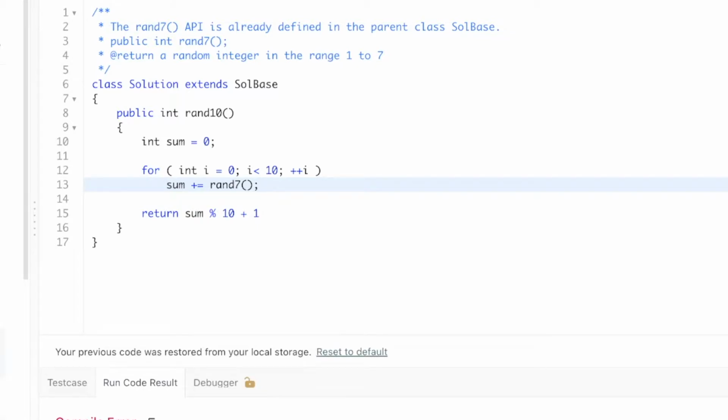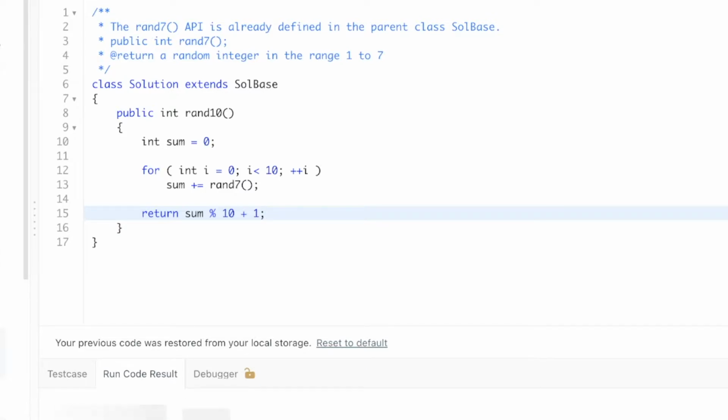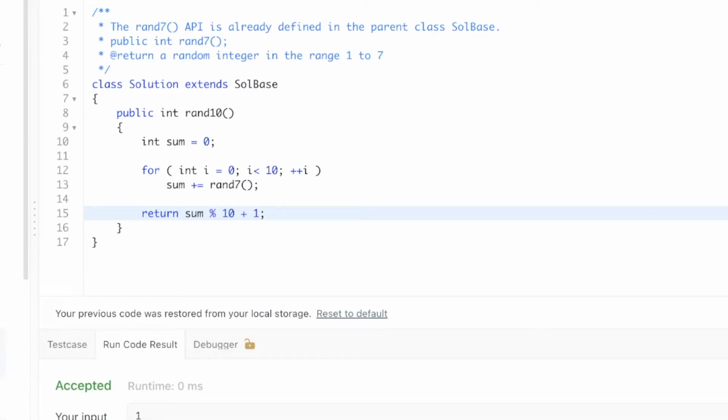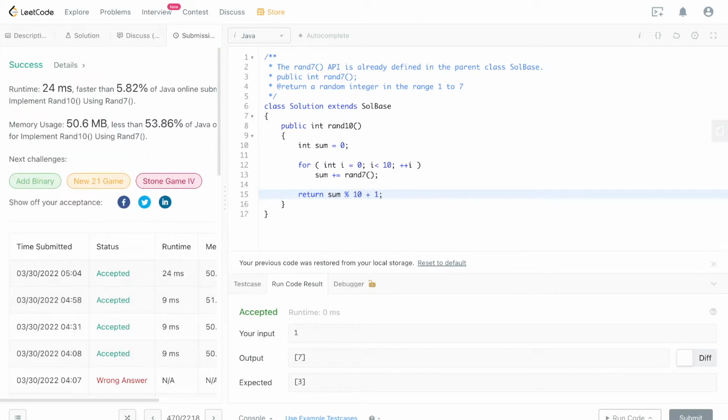Well, I don't want to say it works. It passes the Leetcode test cases, and I'll explain what's going on in a second. But it's not actually correct. Let me submit it just to show you. Okay, so it does pass the Leetcode test cases, but it's not correct. And this will actually work.